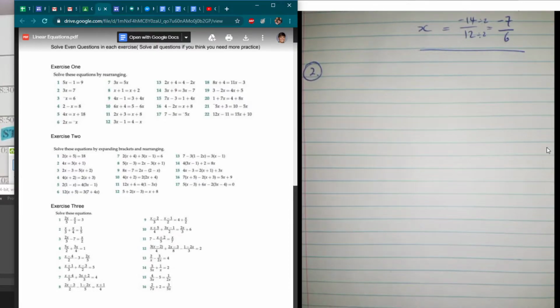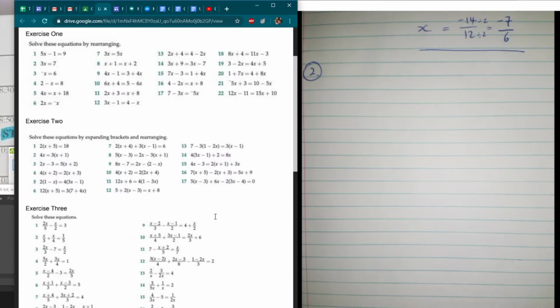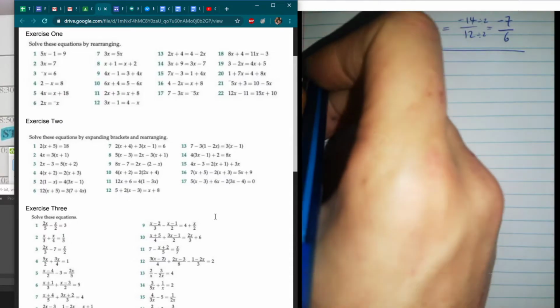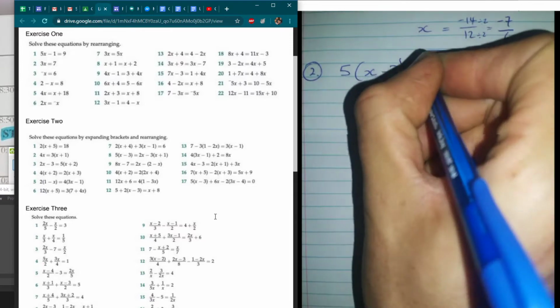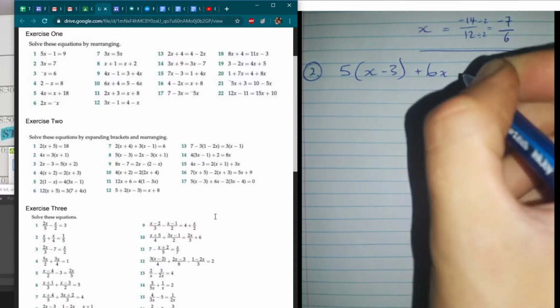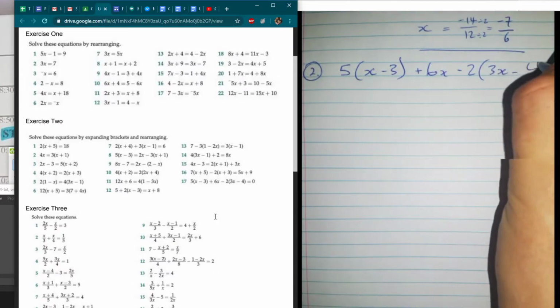We're going to get a little bit trickier because these exercises get a little bit harder. They start getting brackets and a bit more rearranging. So this is the example we're going to go for. 5x minus 3 plus 6x and then minus 2, and then in brackets 3x minus 4 equals 0.